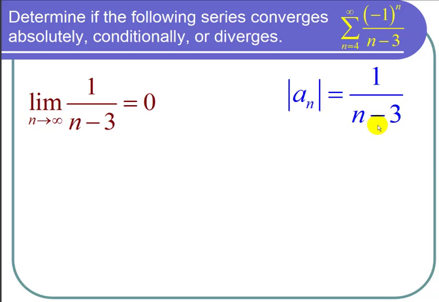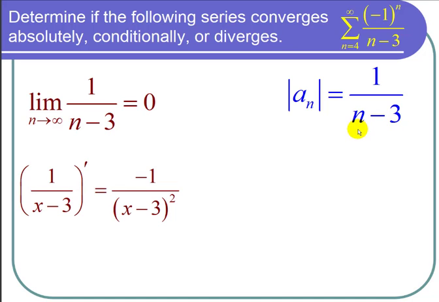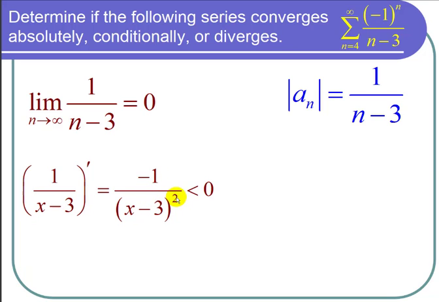We also need to show that 1 over n minus 3 is a decreasing function of n. To show something's decreasing, I take a derivative. I'm going to use the variable x because I'm used to it. I take the derivative of 1 over x minus 3, and I get negative 1 over x minus 3 quantity squared. Notice the numerator is negative, the denominator is a square, so it's positive. So this fraction is negative. We know that when we have a negative derivative, the original function is decreasing.